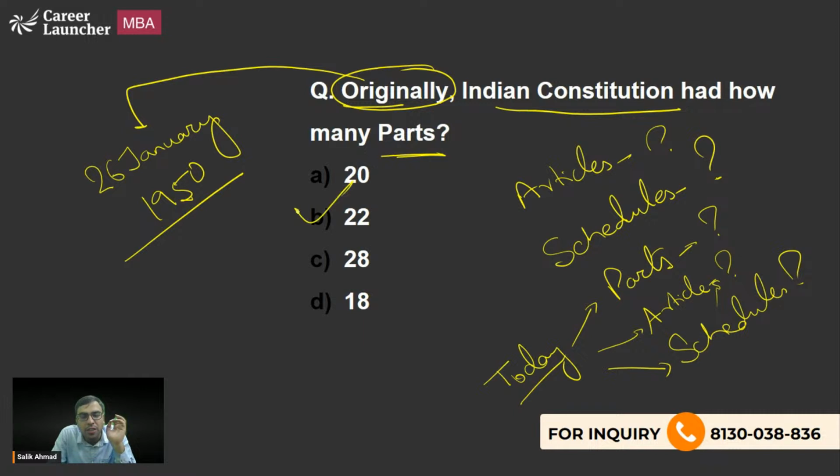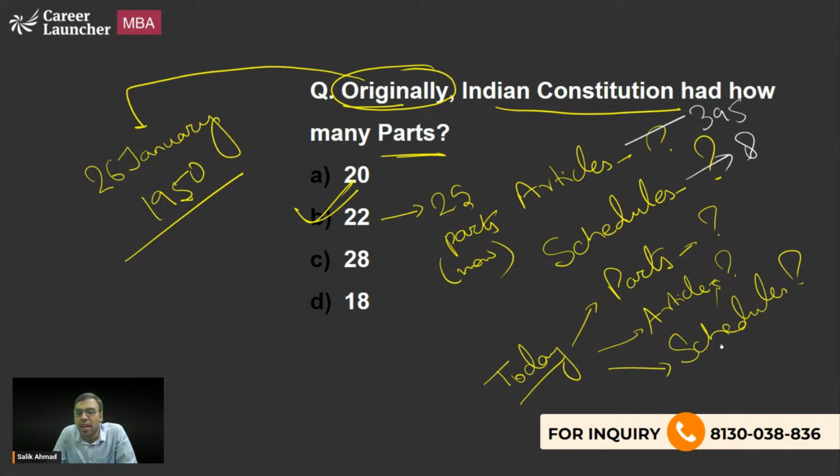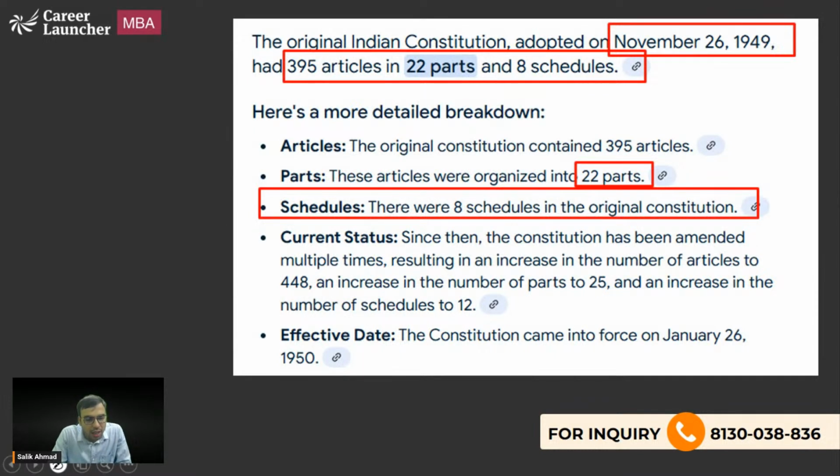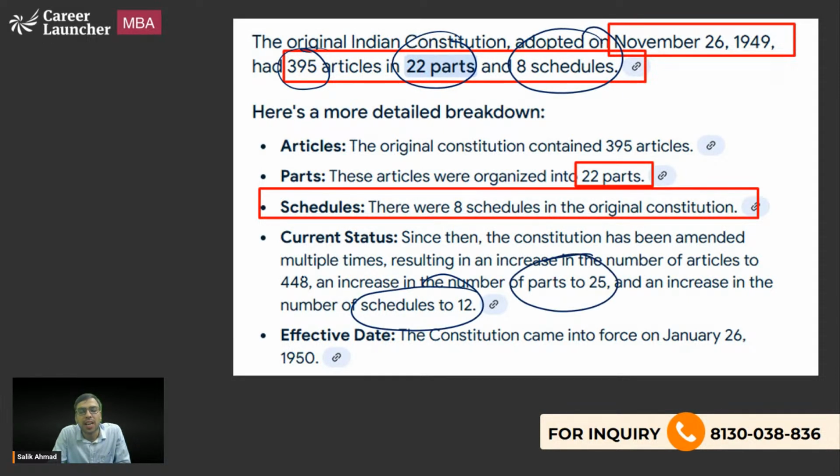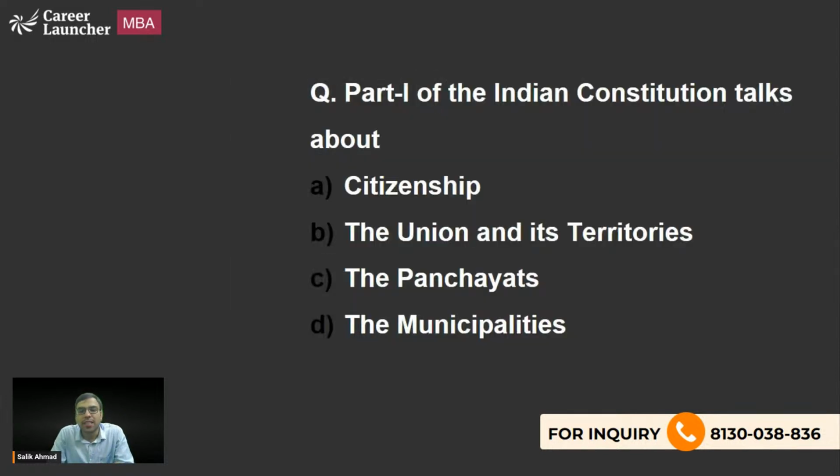So originally 22 parts were there and now we are having 25 parts. Similarly, 395 articles were there originally, and now we are having almost 442 articles. And there were 8 schedules. Now we are having 12 schedules, 25 parts, and somewhere around 448 articles. So you can see it here. 395 articles, 22 parts and 8 schedules originally. Now we have a total of 12 schedules, 25 parts and around 448 articles. You should have a rough idea of all this. Now let's move on to the next one.